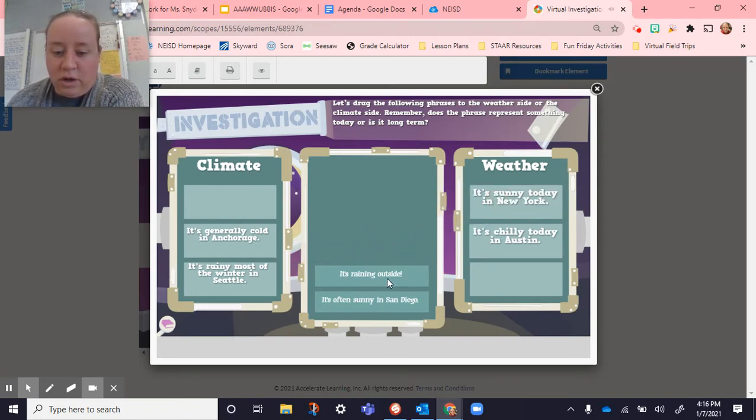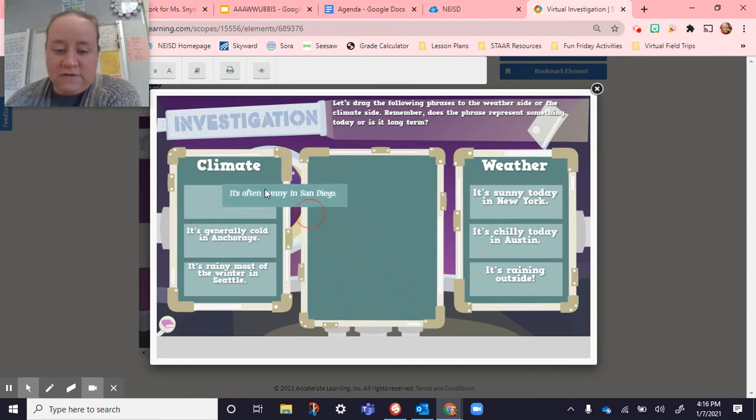Same thing with New York. Same thing, it's raining outside. That's talking about now, not over time. So those are all weather. And then if it says it's often, that's meaning over time. So anything over a long period of time is climate. Here and now is weather.